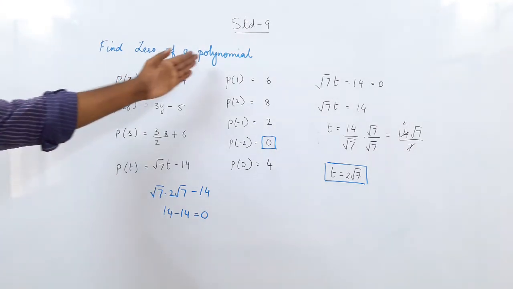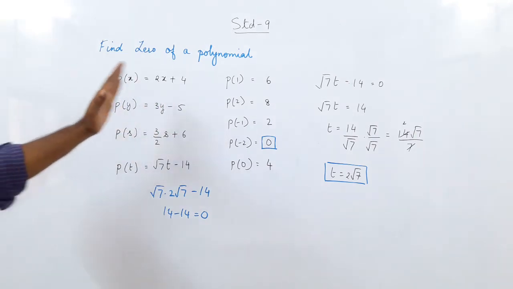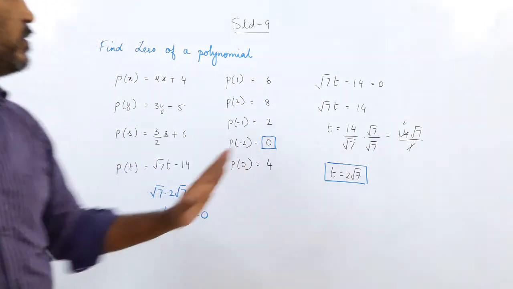So this is a trial and error method. Okay, so you will not go into trial and error method. Now you will learn how to directly find the 0 of a polynomial.